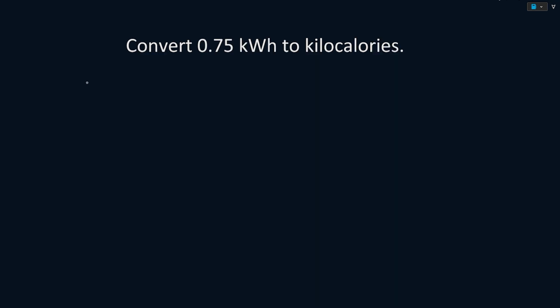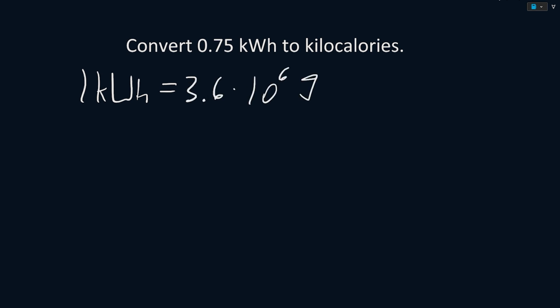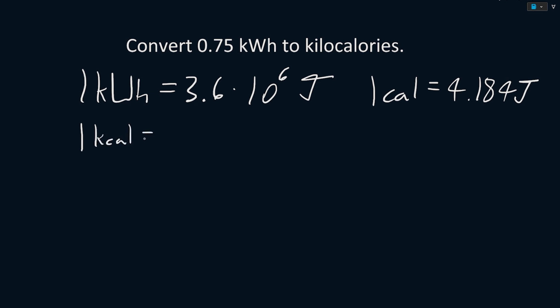Convert 0.75 kilowatt hours into kilocalories. First, we need to know our conversion factors. 1 kilowatt hour is equivalent to 3.6 times 10 to the 6 joules, and 1 calorie is equivalent to 4.184 joules, and 1 kilocalorie is equivalent to 1,000 calories.